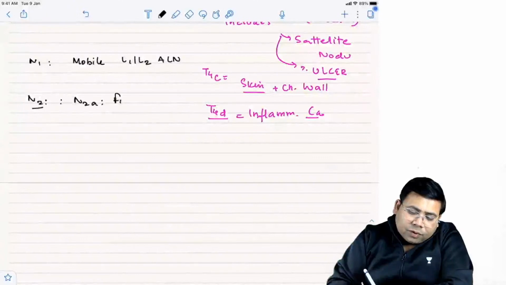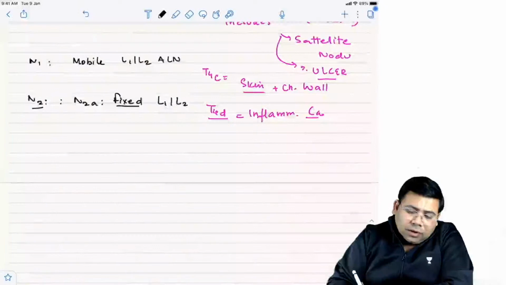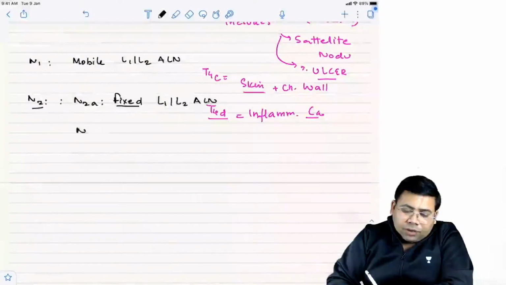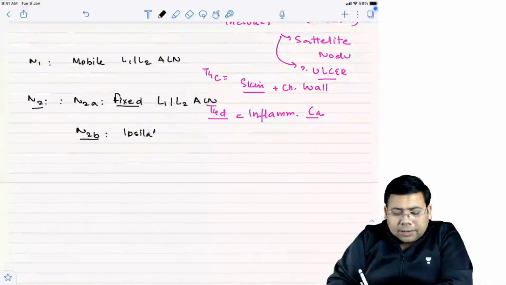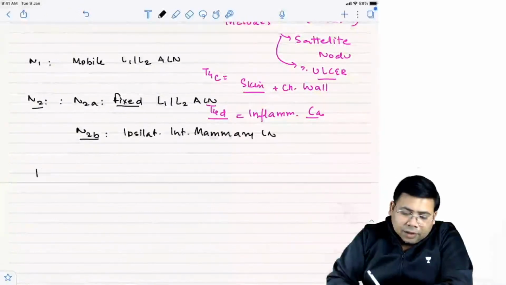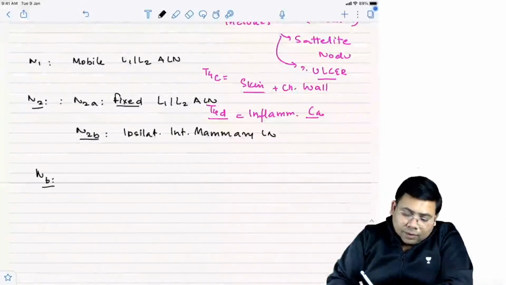The mobile lymph nodes now become what? Fixed. So fixed level 1, level 2 axillary lymph node. What is N2B then? It is ipsilateral internal mammary lymph nodes. Then what is N3, students?